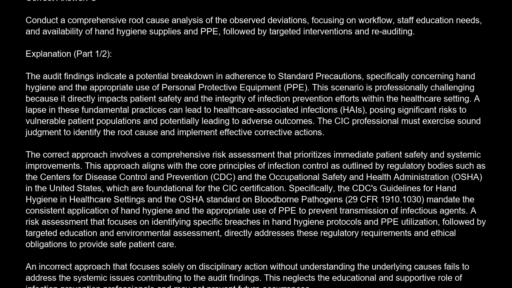Correct answer is C. Conduct a comprehensive root cause analysis of the observed deviations, focusing on workflow, staff education needs, and availability of hand hygiene supplies and PPE, followed by targeted interventions and re-auditing. Explanation. The audit findings indicate a potential breakdown in adherence to standard precautions, specifically concerning hand hygiene and the appropriate use of personal protective equipment, PPE.